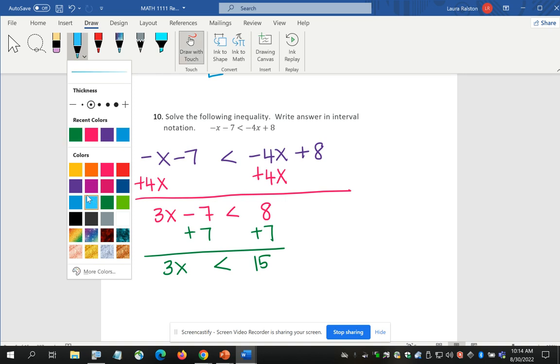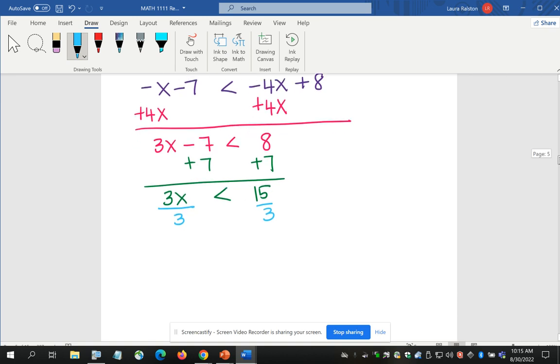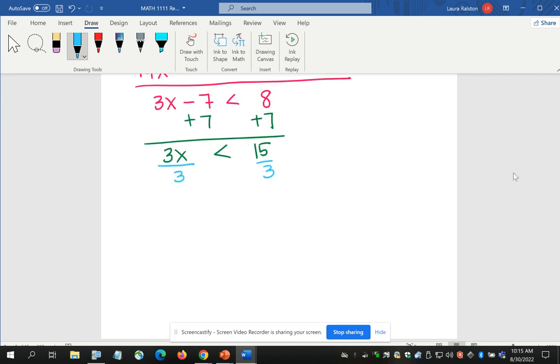I'm then going to divide both sides by 3. Notice I'm dividing by a positive 3. So I don't have to worry about inverting the symbol. So I have x is less than 5.